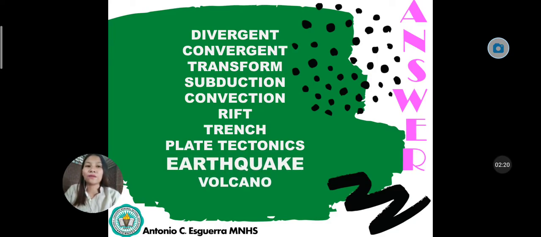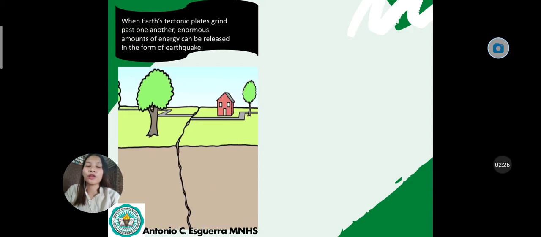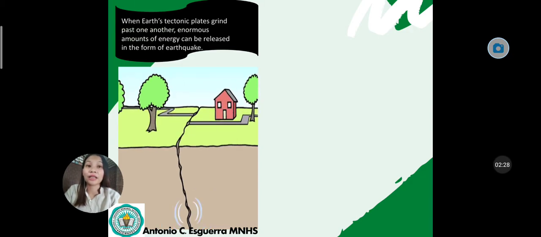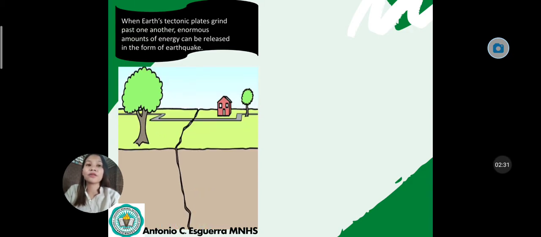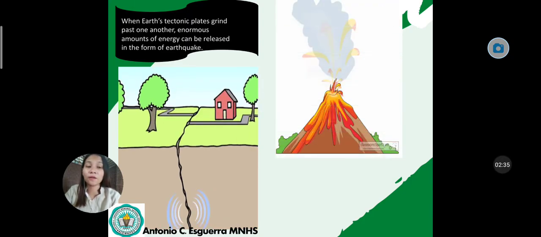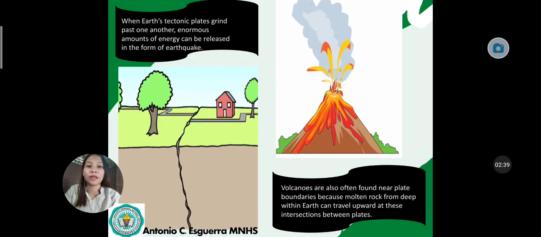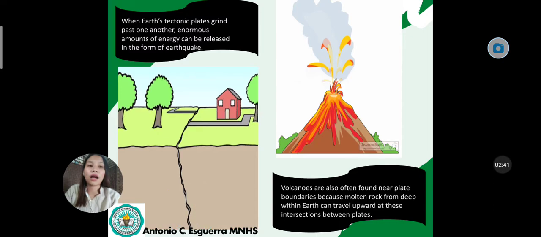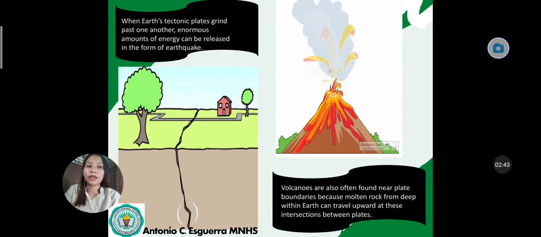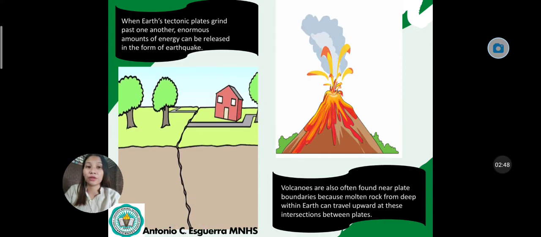Earthquake and volcano are always associated with plate tectonics. When earth's tectonic plates grind past one another, an enormous amount of energy can be released in the form of earthquakes. Also, volcanoes are found near plate boundaries because molten rock from deep within the earth can travel upward at those intersections between plates.